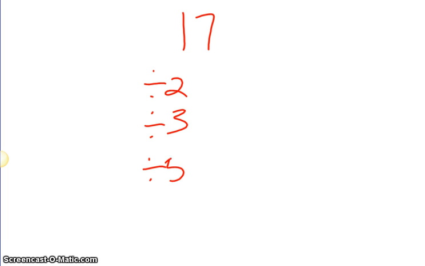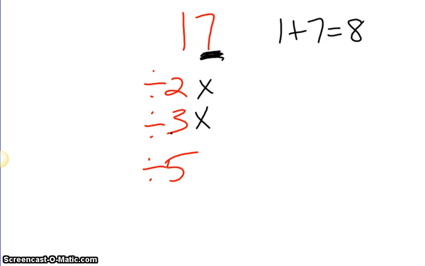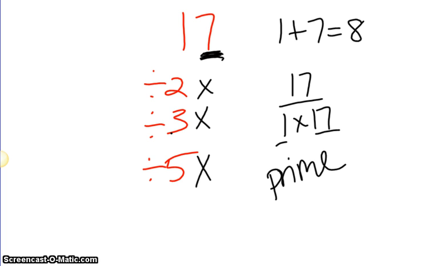Okay, let me do one more. Let's have the number 17. Got my 2 rule, my 3 rule, and my 5 rule. So my 2 rule, it has to be even. Does it end in a 0, 2, 4, 6, or 8? No. 3 rule, I add the digits. 1 plus 7 equals 8. Does 3 go into 8 evenly? 3, 6, 9? Nope. So 3 rules out. 5 rule, does this number end in a 0 or 5? Nope. So you see that it matched no rules. That means for 17, the only factors are 1 and itself. So that means 17 is prime.